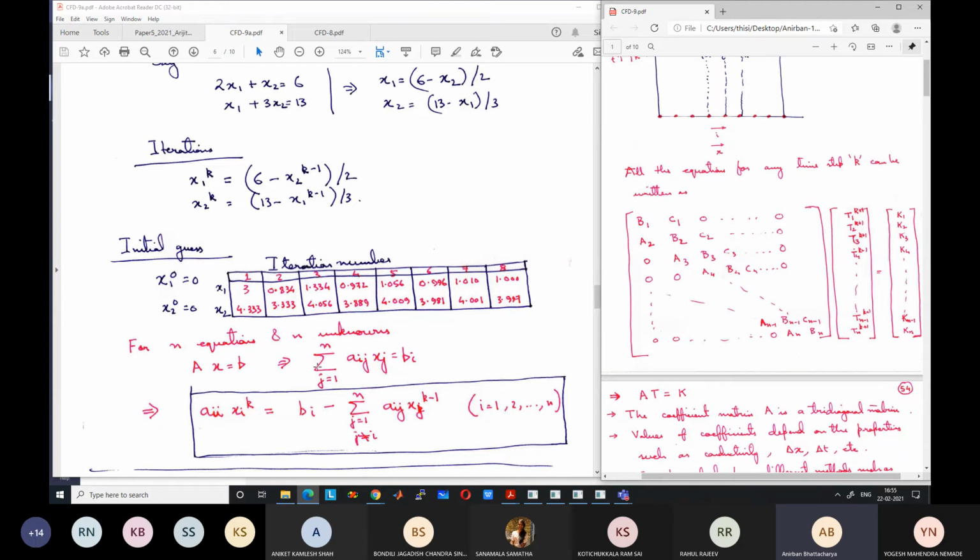So Ax equal to b. Okay, so each equation can be written in this form: summation of j equal to 1 to n, Aij xj is equal to bi. Let us try to understand this equation. Okay, Aij xj. i is the vertical index and j is the horizontal index for this case.